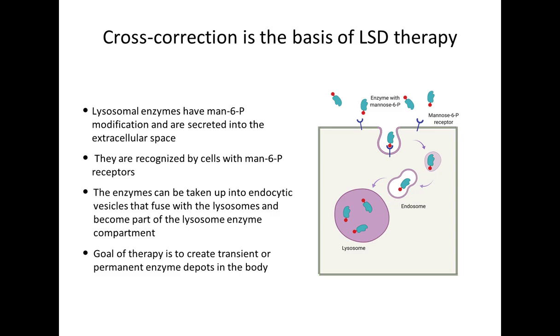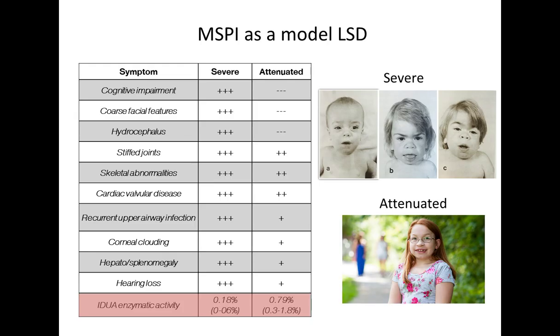So a canonical LSD is this disease called mucopolysaccharidosis type 1, abbreviated as MPS1. It's also known as Hurler syndrome.